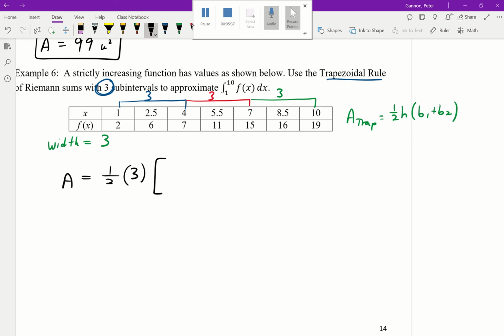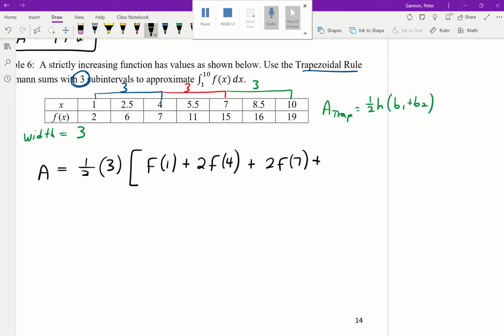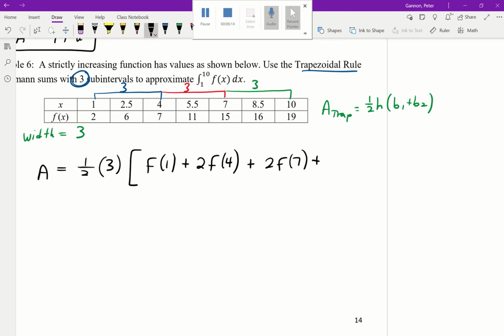All right, our first trapezoid is on the interval from 1 to 4. So we're going to use f of 1 plus, we're going to use f of 4. But then we're going to end up having to use f of 4 for the second trapezoid as well. So we're going to use that twice. So we can simply do 2 times f of 4 plus the second base of that trapezoid, f of 7. Well, again, that's going to be used for the third trapezoid as well. So we're going to do 2 times f of 7. And the final base of the third trapezoid is f of 10.